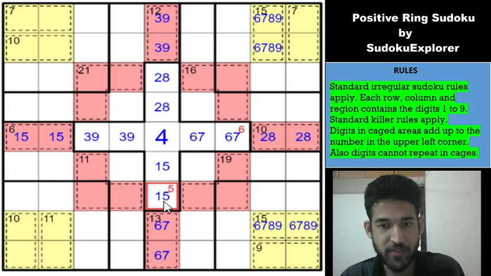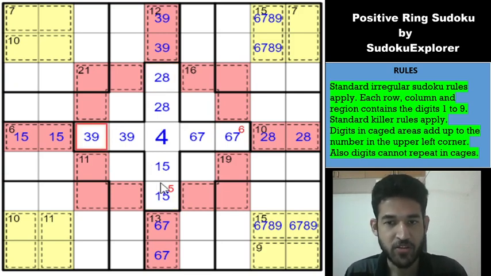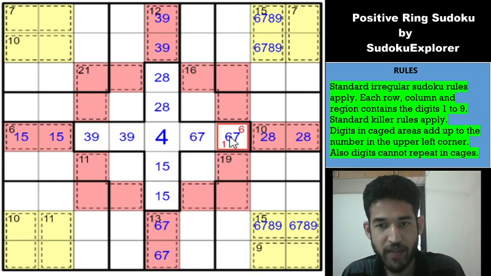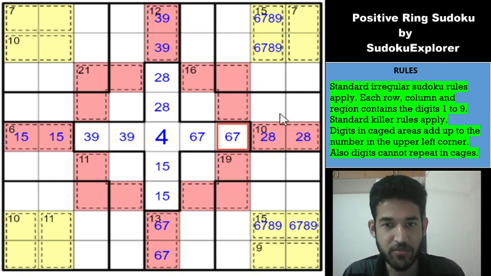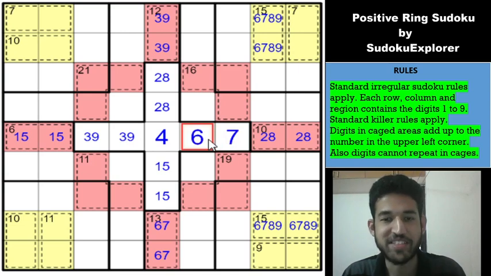Let us go with the 5 now. 6 plus 5 is 11 and we need 6 more from these 2 cells, which is again not possible. 2 plus 3 is 5, 2 plus 9 is 11, which is not possible. So which means that you cannot have a 6 going inside here, right? Because we have eliminated all the possibilities using the 6. So this will be a 7, this will be a 7 and this would be a 6.